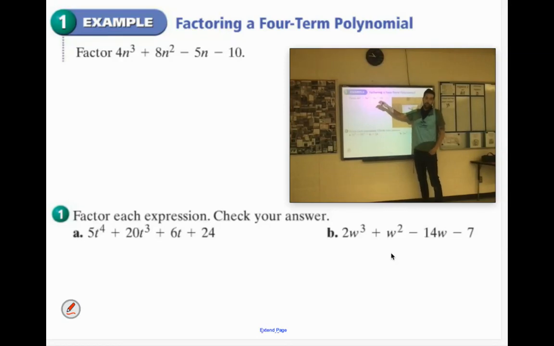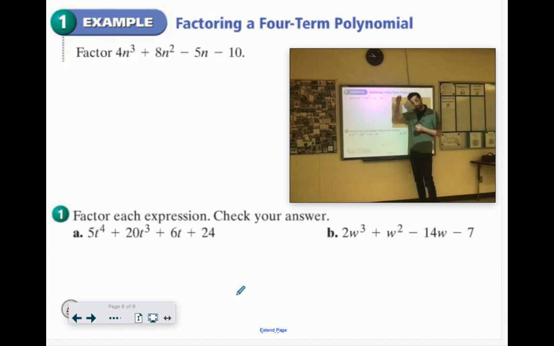Factor this by grouping. There are 4 terms. This works perfectly for grouping because we're going to split it right down the middle, and you'll see why in a second here. So first thing I always want you to look for is a greatest common factor that you can factor out. 4, 8, 5, and 10. They don't have anything in common except for 1. So that step is out of the way.